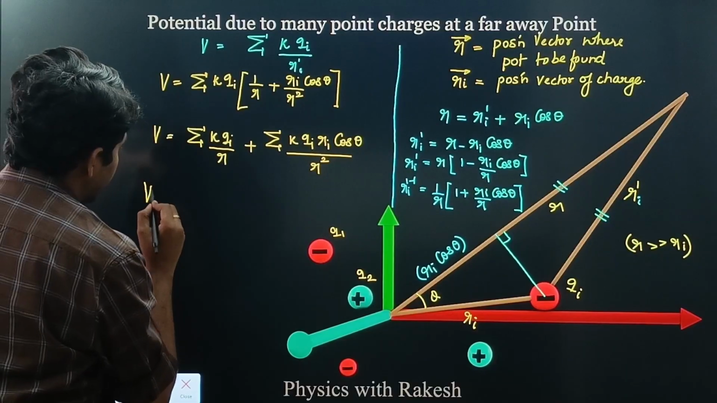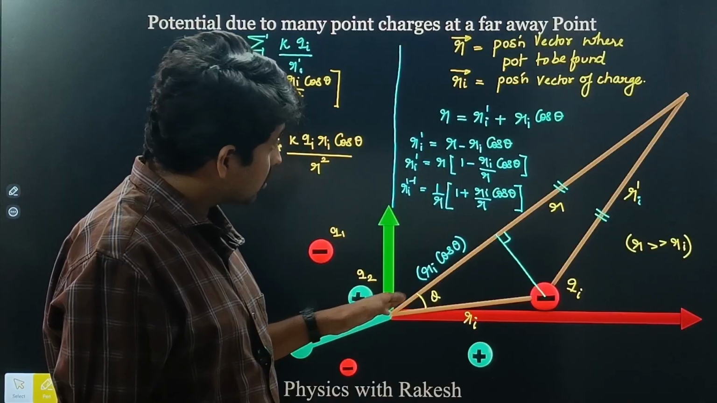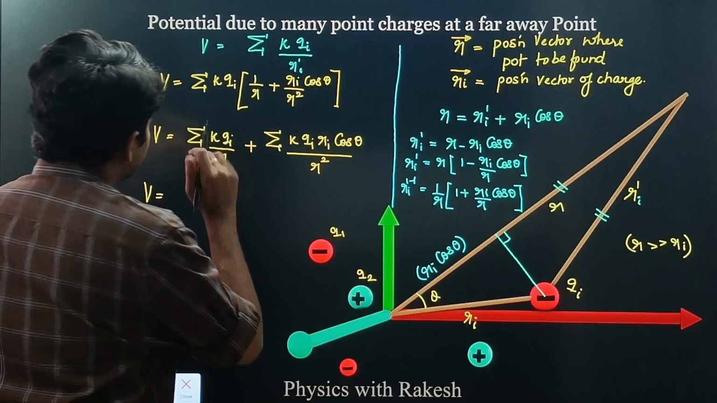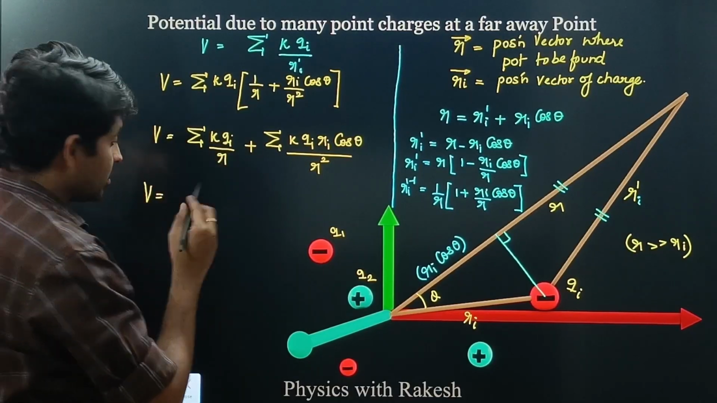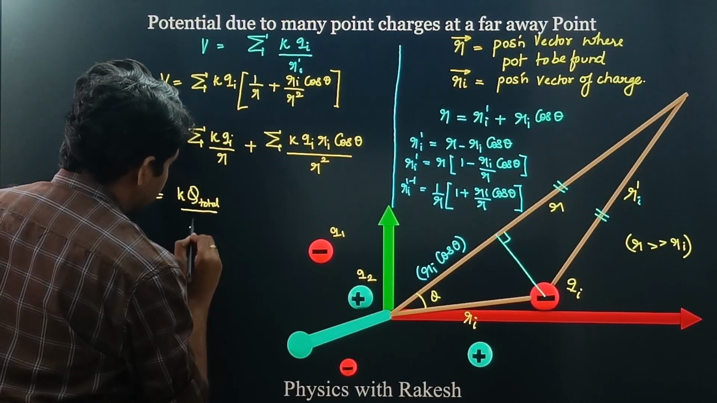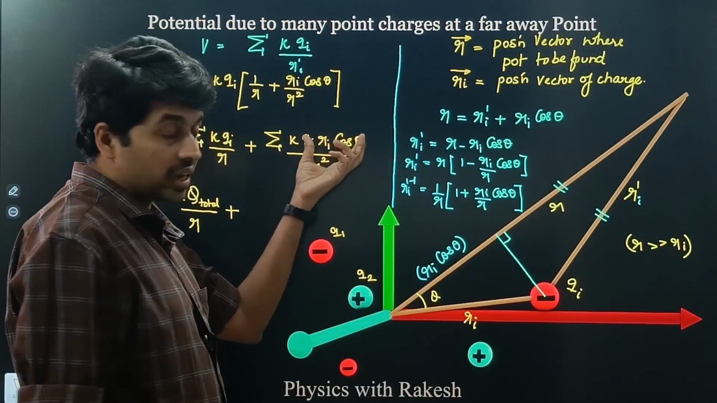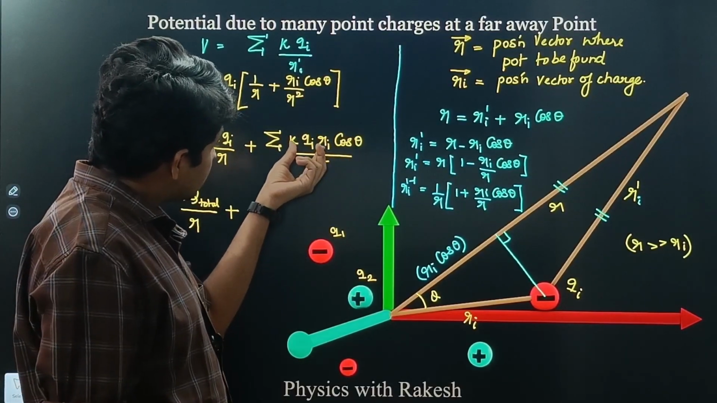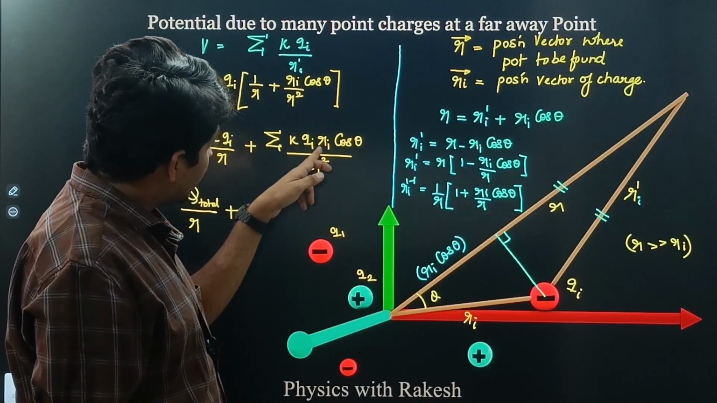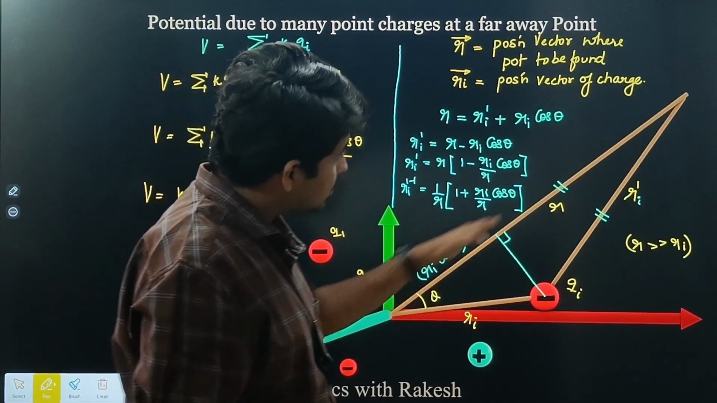So V equal to, see, k and r is the same. R is the position vector of this point, the general point P, and that r is going to be the same. It is not going to change. So I'll get this as k q total divided by r plus, now you see this summation qi ri cos theta. What is this summation qi ri? Tell me. That is the dipole moment. Summation qi ri is a dipole moment. Cos theta is the angle between the dipole moment and this r vector.